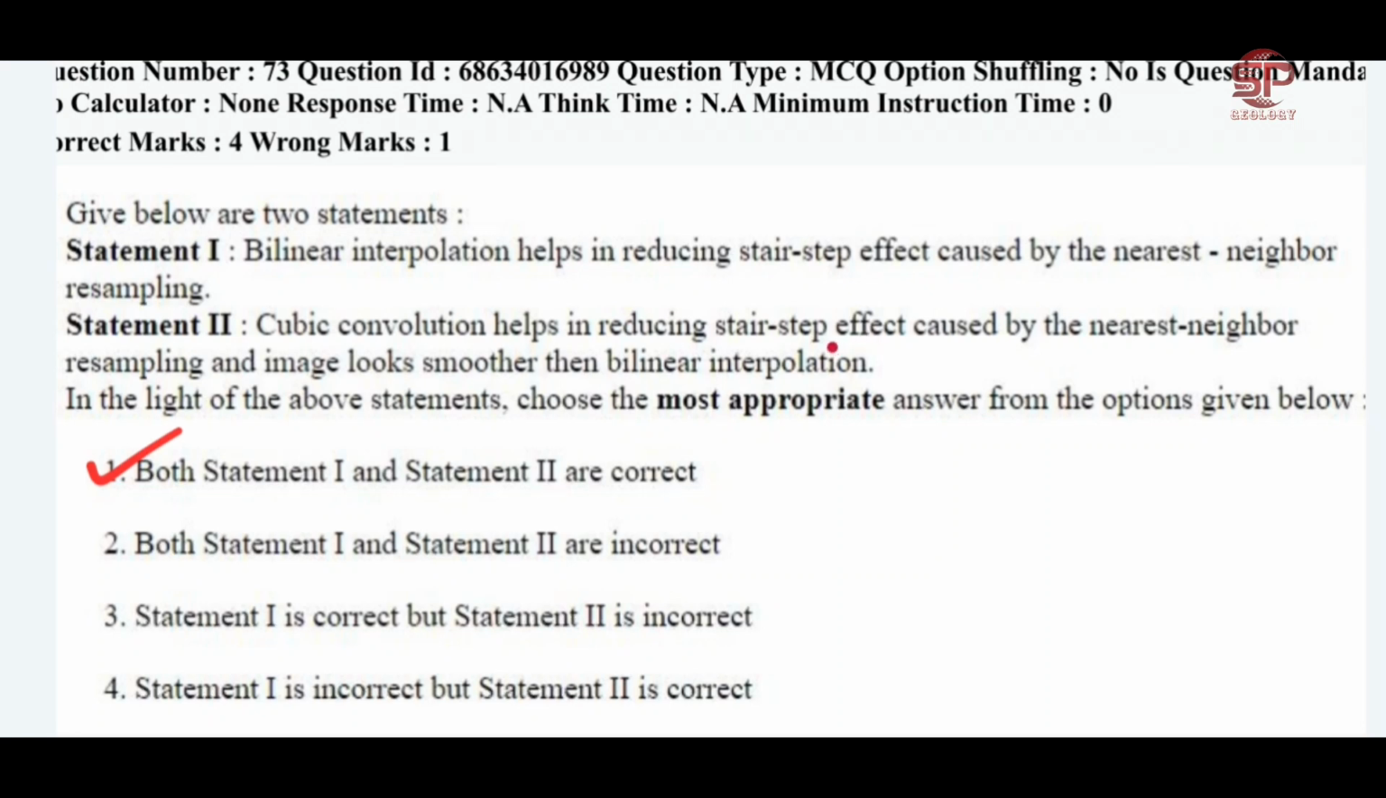So both the statements are correct. Keep in mind, both the statements are correct.